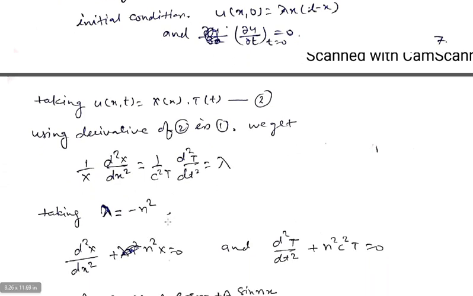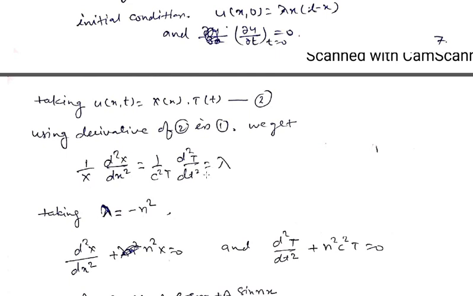Now here we take λ = −n². λ is a constant which can assume any value: 0, positive or negative. As we discussed in the previous lecture, λ cannot take a positive value or 0, because in that case the solution does not contain any sine and cosine terms, which must be contained in a wave equation. That's why we reject the possible values of λ like 0 and positive values. Here we take only a negative value, so let's take λ = −n².